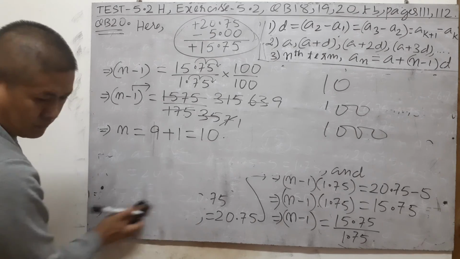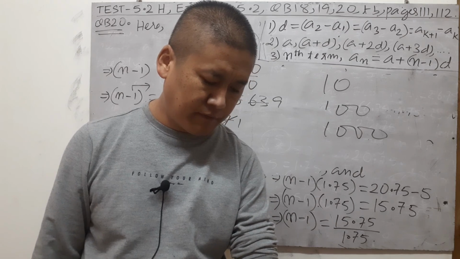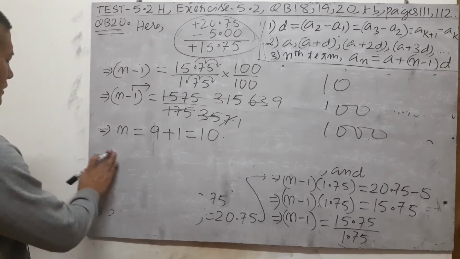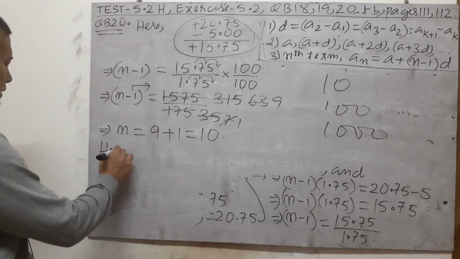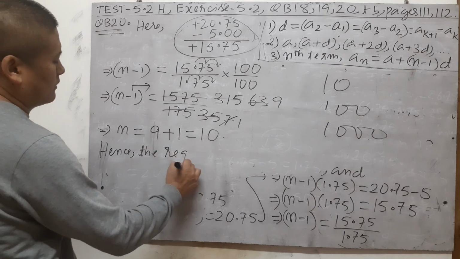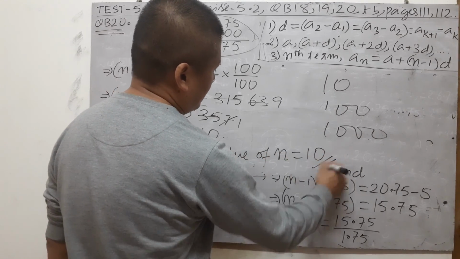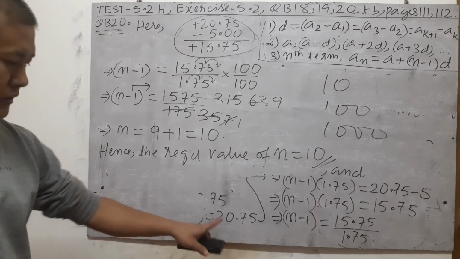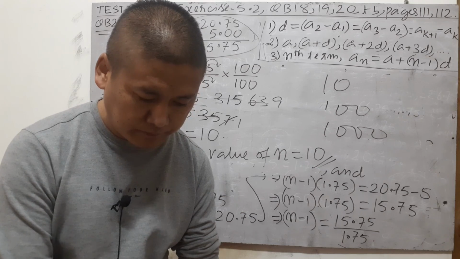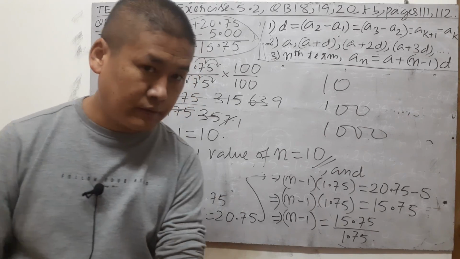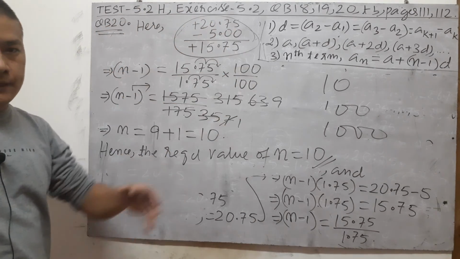So that's our answer. The question is saying, if in the nth week her weekly savings becomes 20.75, find the n. So hence, the required value of n is equal to 10. In the 10th week, her savings will increase to 20.75 rupees. I think it's the same as the book answer. Let's check. Yes, 10. So that completes the part for Test 5.2H. Okay, I hope you got it.